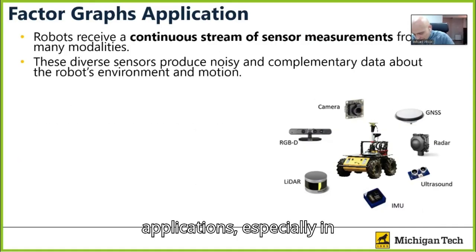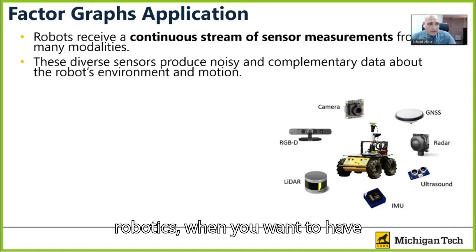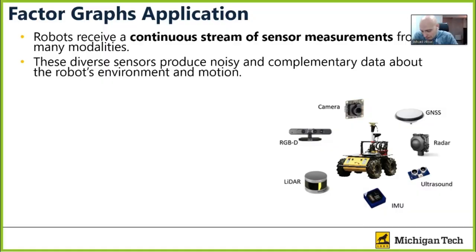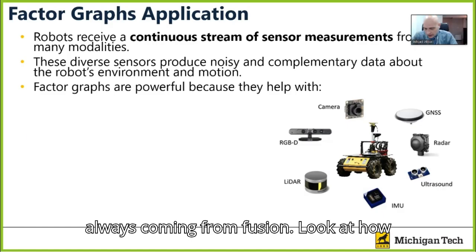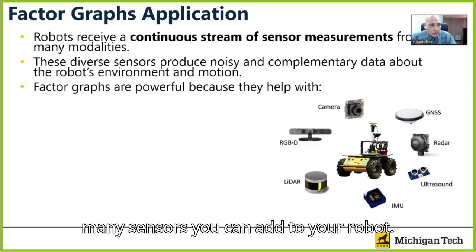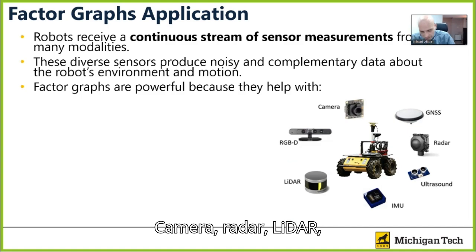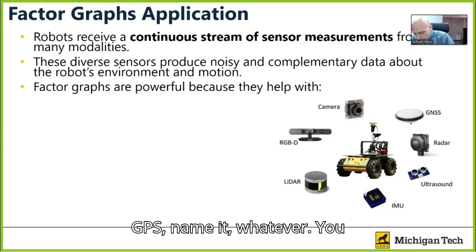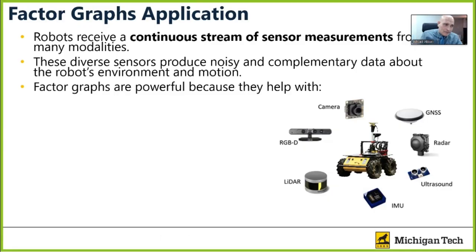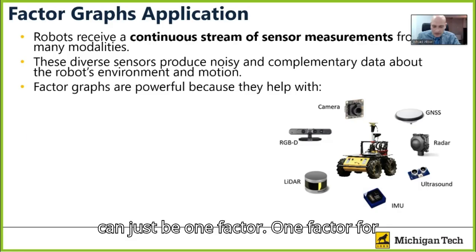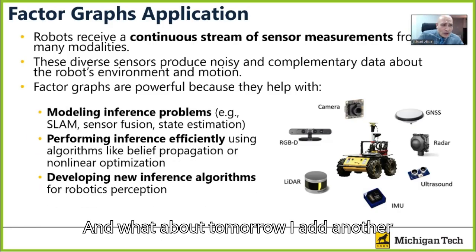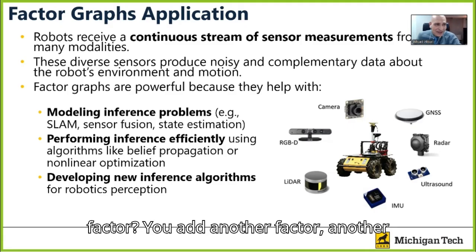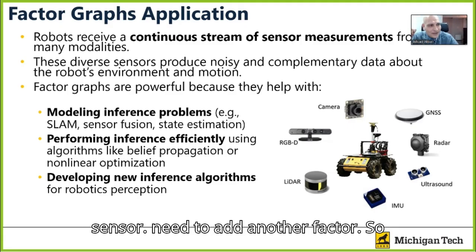Lots of applications, especially in robotics, when you want to have an optimal estimate. Optimal estimate is always coming from fusion. Look at how many sensors you can add to your robot. Camera, radar, LiDAR, GPS, name it, whatever. You can add them all together. All of them can just be one factor. One factor for IMU, one factor for LiDAR. And what about tomorrow I add another factor? You add another factor, another sensor. You just need to add another factor.